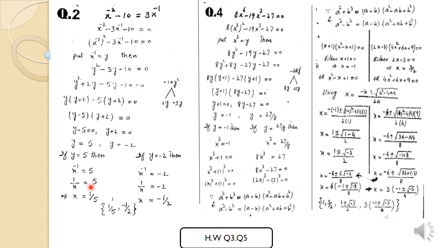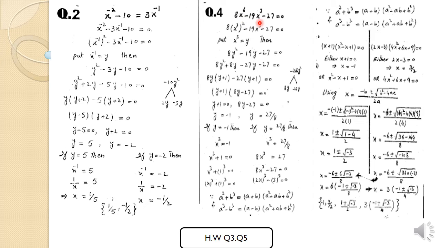Then we shifted x into the denominator, and we simplify this equation, then x comes here and 5 comes into the denominator, so x equals 1/5, and similarly in the same way x equals -1/2. So the solution set equals {1/5, -1/2}.